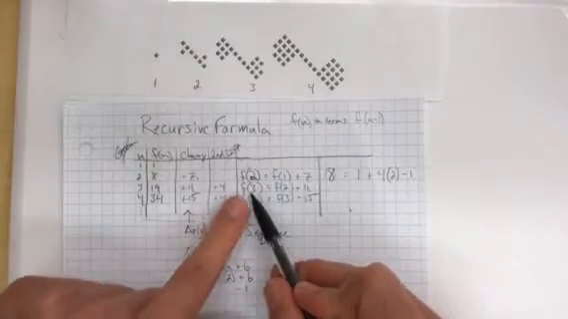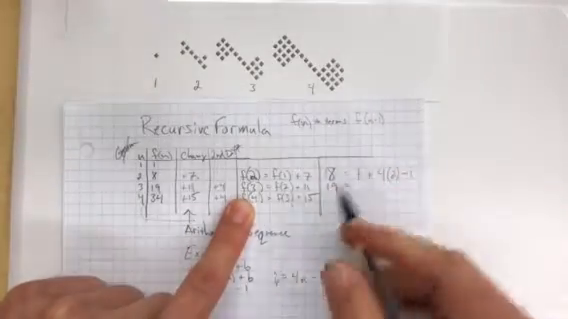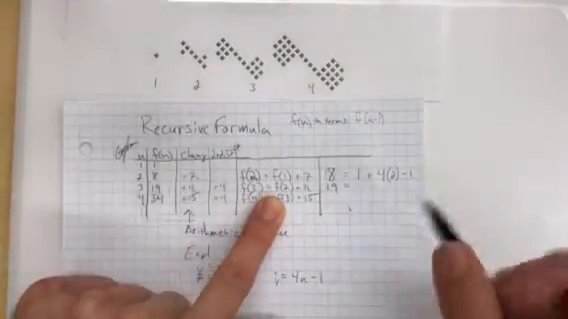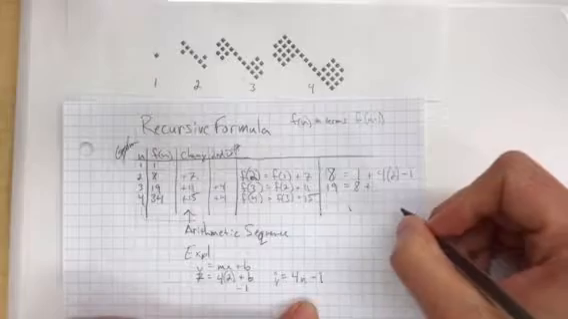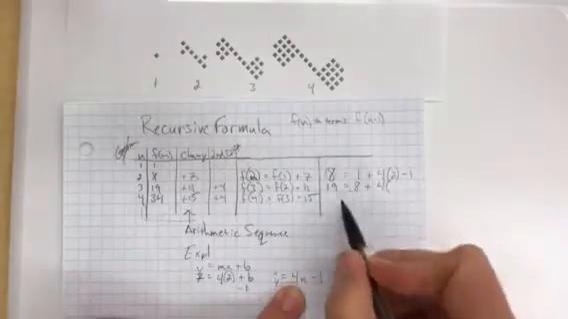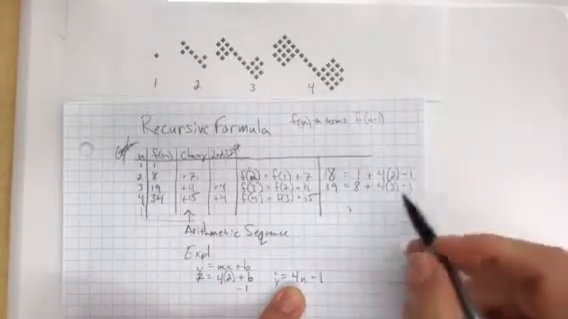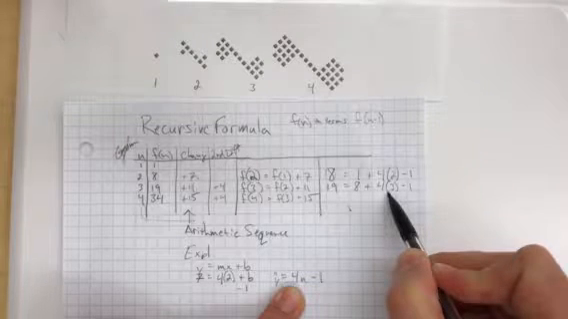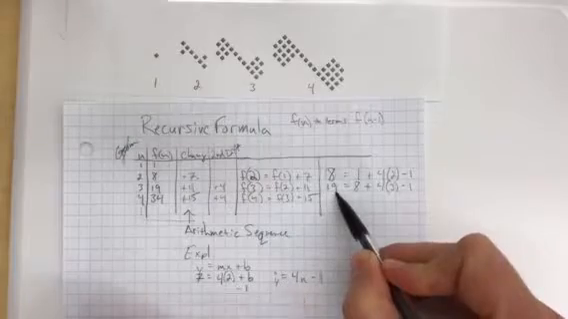Okay? F of 3. F of 3 is 19. F of 2 is 8 plus 4 times n, where n is 3, minus 1. 8 plus 12 is 20, minus 1 is 19.